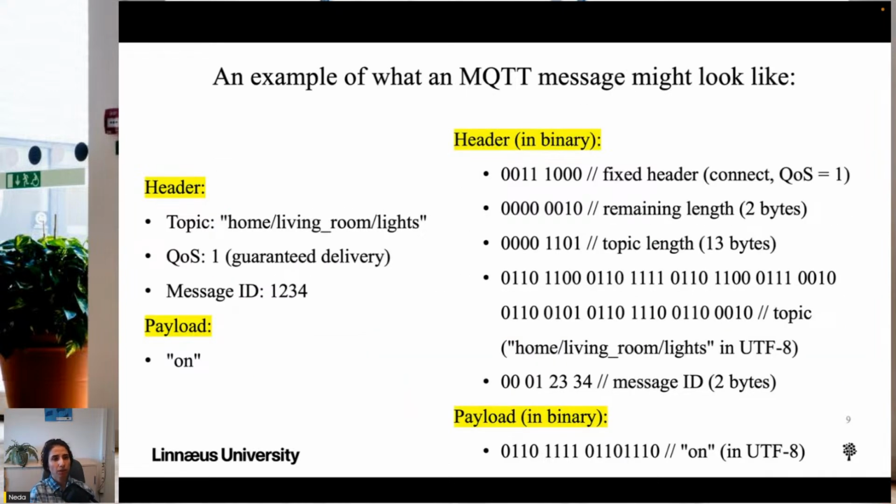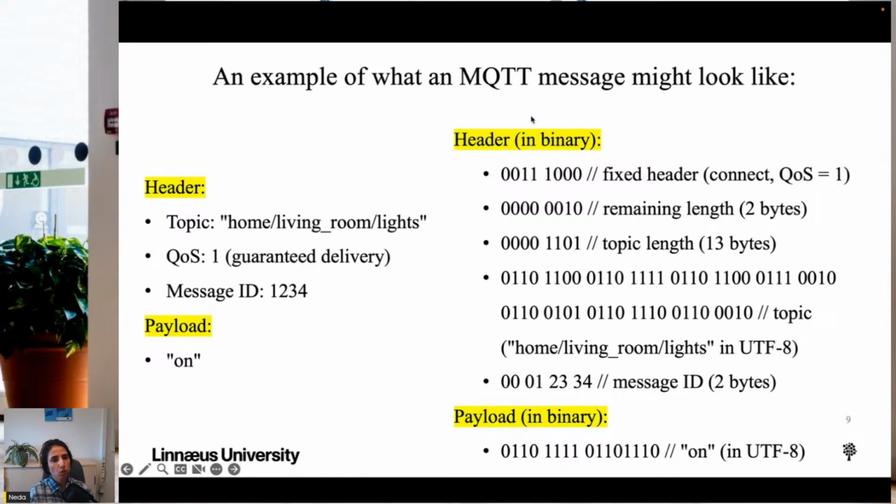Let's see one example of what an MQTT message might look like. An MQTT message has one header and one payload. In the header, we have the topic, for example, let's say it's home automation, and this is the home, the living room, lights. The lights in the living room in a home. This is the topic. And QoS is 1, which means that delivery of the message is guaranteed, and the message ID is 1, 2, 3, 4. And the payload is on. For example, we want to turn the lights on. This is how the MQTT message looks.